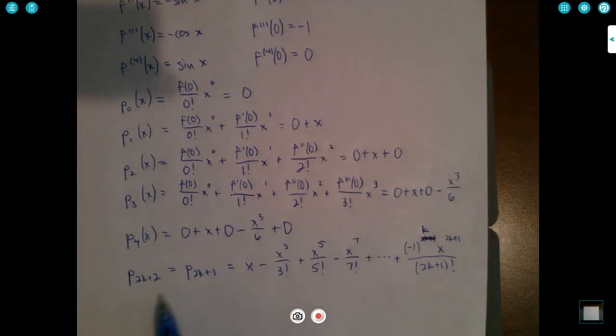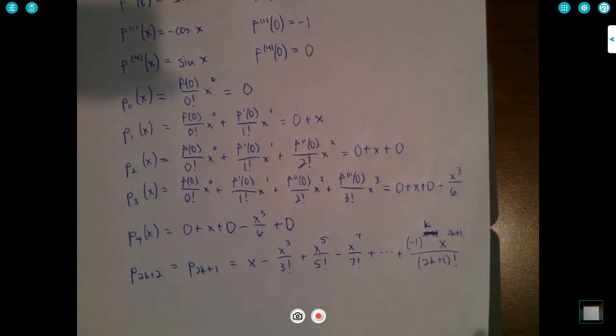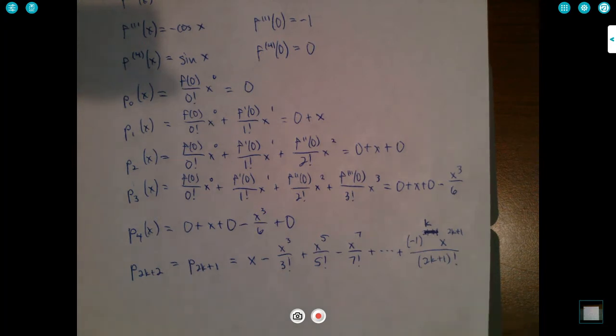Okay. Yeah, so for example, if k is 4, then p sub 4 times 2 is 8 plus 2 is 10. So p sub 10 would be the same thing as p sub 9. And again, k was 4. Negative 1 to the 4th is positive 1. And sure enough, right, the next term, the x to the 9th over 9 factorial should be positive. Yeah, okay, so this checks out. Okay, so I'm happy. So this is good.